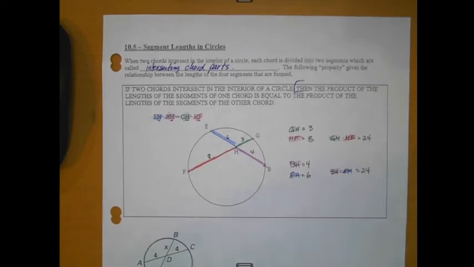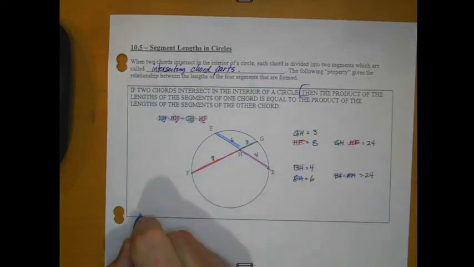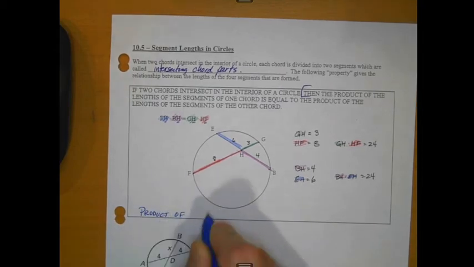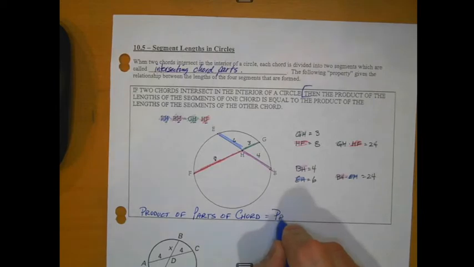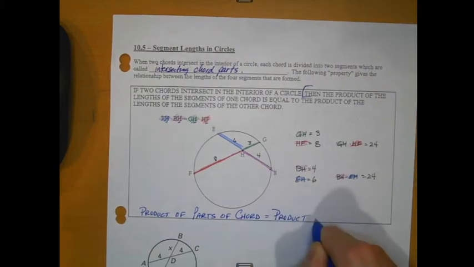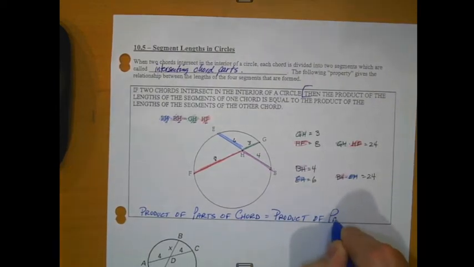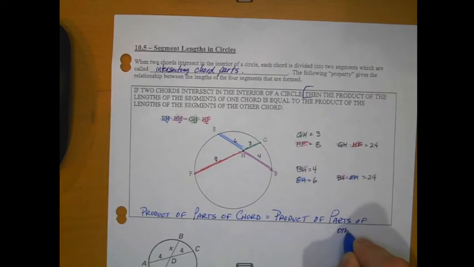So anytime that you have it, here's a nutshell: the product of the parts of a chord is equal to the product of the parts of the other chord. Now, they must intersect. Okay, so they have to intersect.